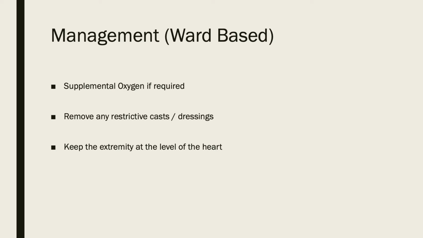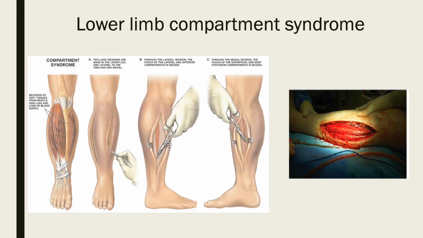So management on a ward is A, B, C, D, E. Give supplemental oxygen if required. Remove any restrictive cast or dressing, and make sure you keep the extremity at the level of the heart, and this is to prevent hyperperfusion of that extremity. Move on to operative management.